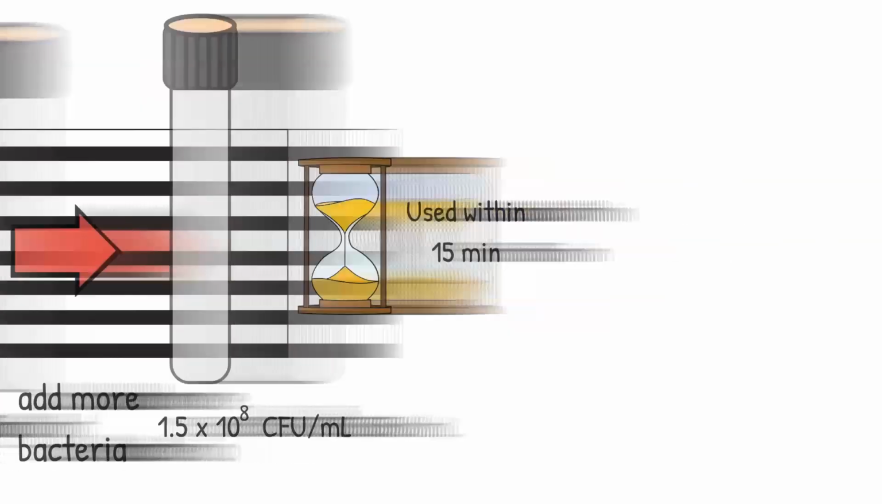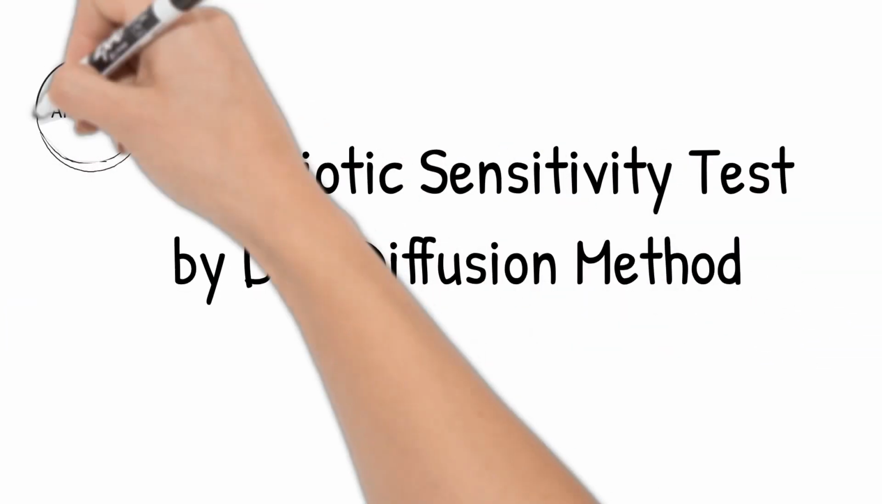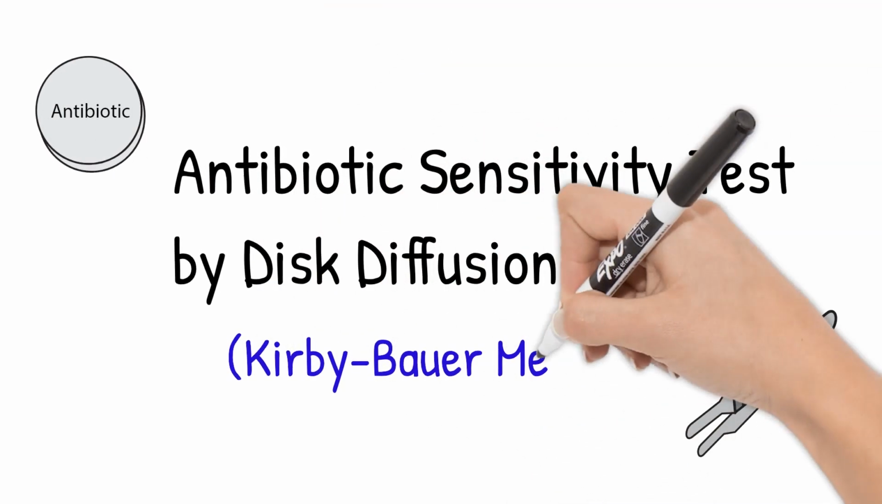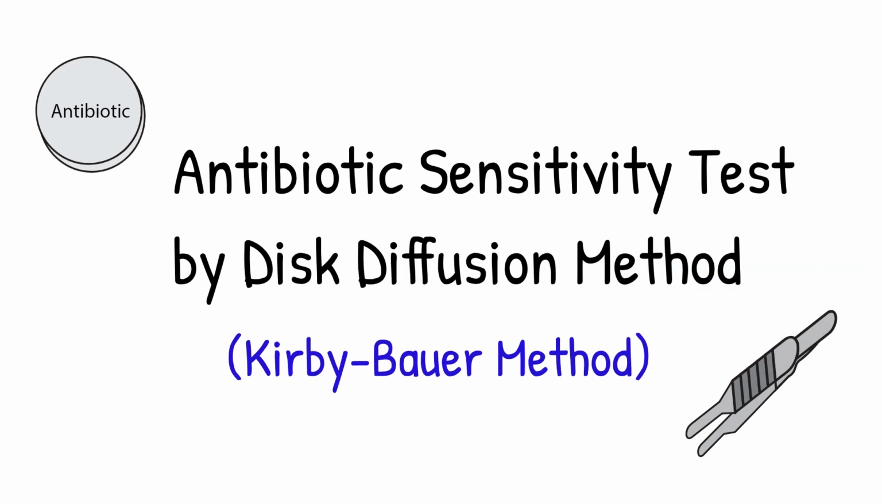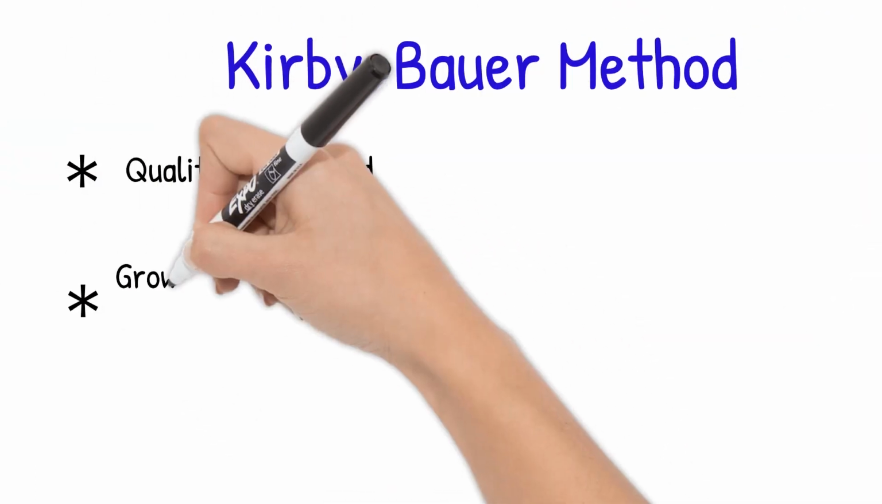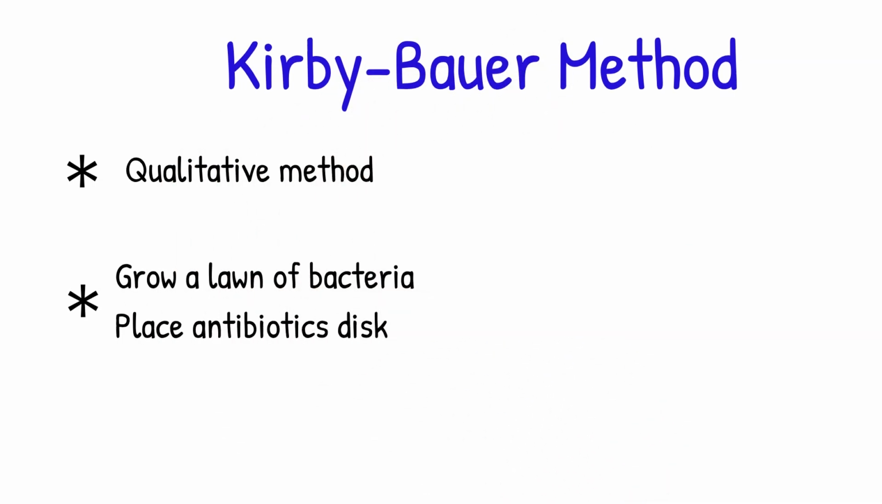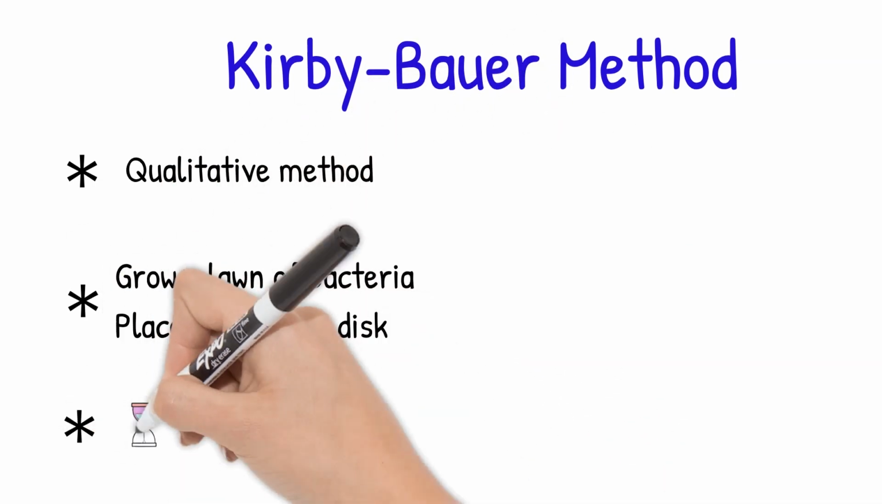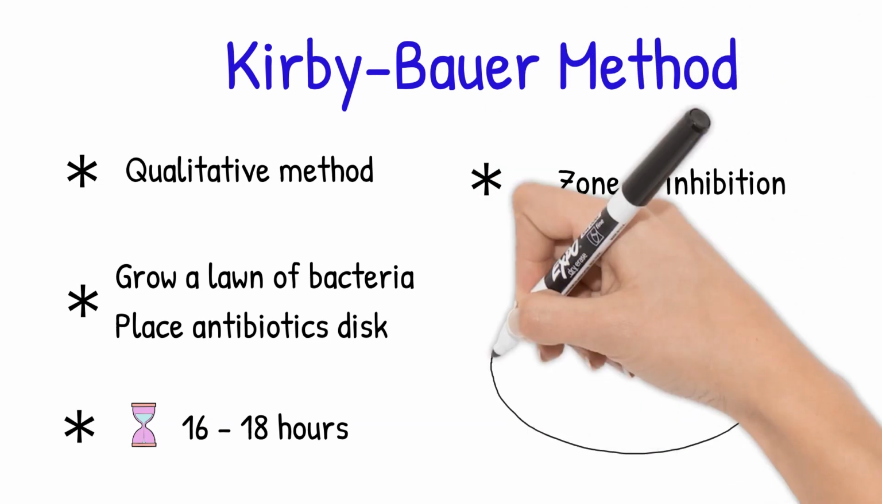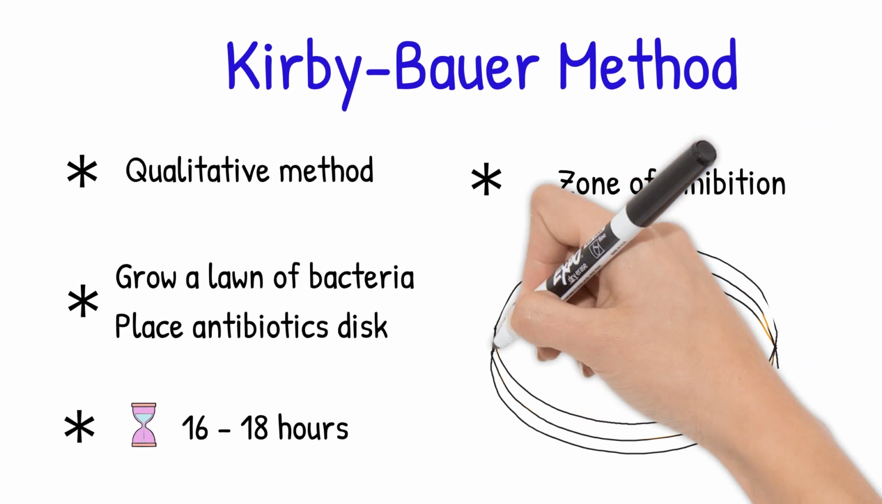Now that we have our bacteria suspensions, we can prepare for the antibiotic sensitivity test by disc diffusion, or Kirby-Bauer method. Let's talk about the disc diffusion method a little bit before we go into the procedures. The Kirby-Bauer test is a qualitative method. It is done by growing a lawn of bacteria with antibiotic discs and allowing the bacteria to grow for about 16 to 18 hours, depending on how fast your bacteria grow. The clear media surrounding the disc indicates that the antibiotic inhibits bacteria growth.